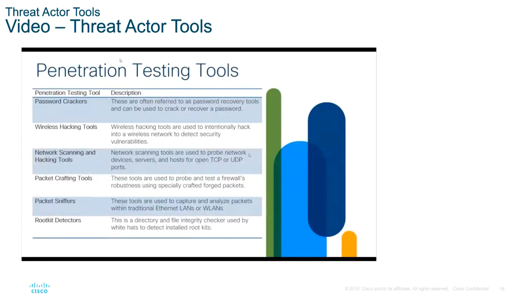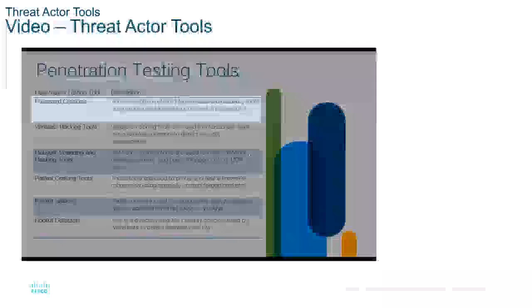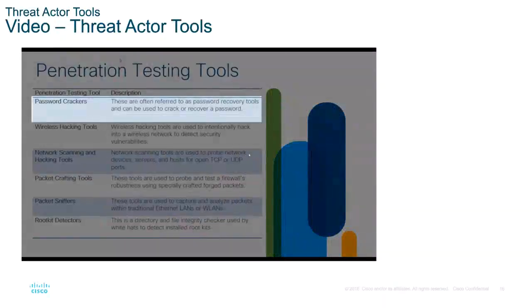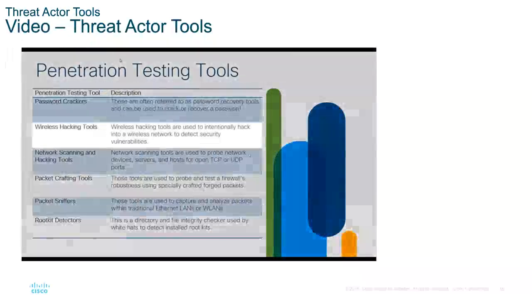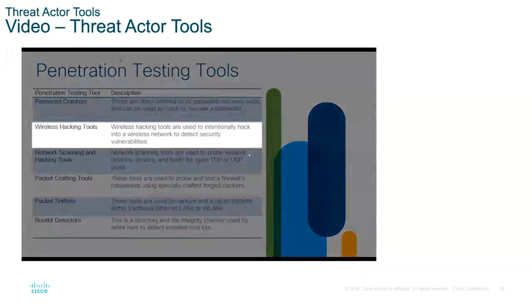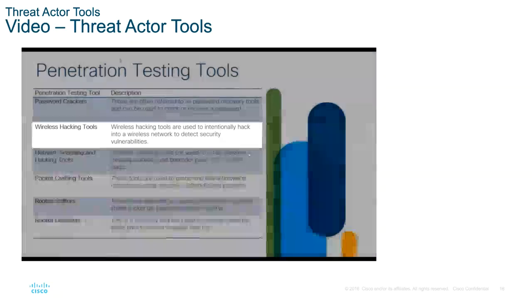We'll start here with password crackers. And the password cracker is all about being able to perform password recovery for somebody, whether that person wants their password recovered or not. With wireless hacking tools, we can talk about surveying wireless networks and then looking for vulnerabilities in order to take advantage of it. Now, for example, one of the tools would be Numbware.